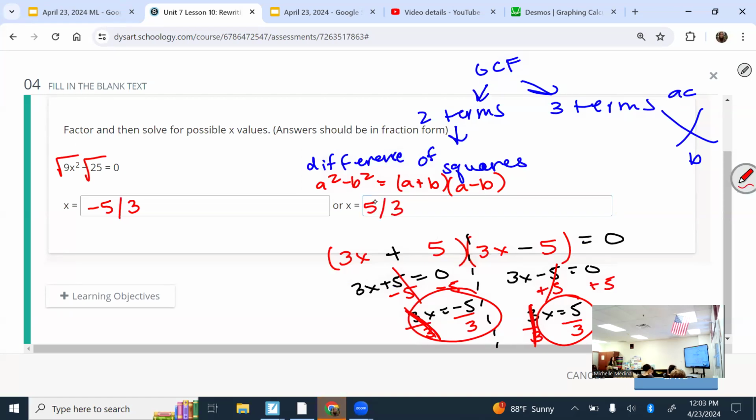It says it wants it in fraction form, not decimals. That's all it tells you about. All right, remember point 12.